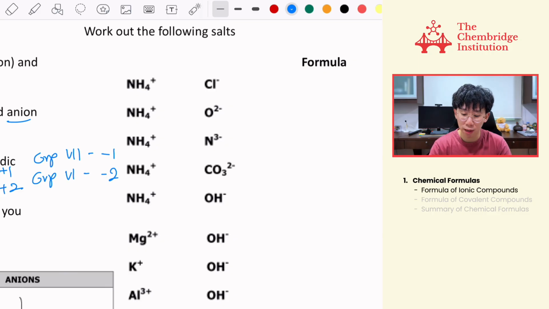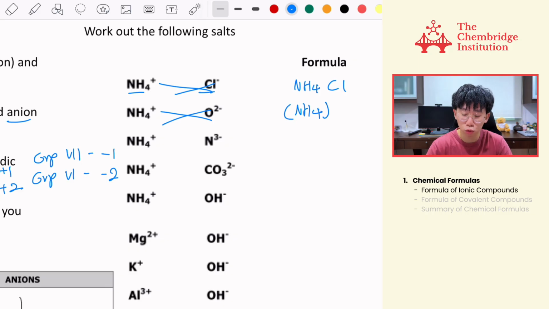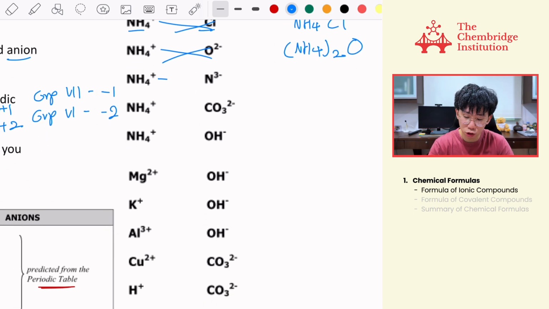So for example, NH4+ and Cl-. It's very simple. You're going to do the crisscross method. If you crisscross this, you realize it's just a 1:1 ratio, so you would just get NH4Cl. Now let's look at NH4+ and the O2- ion. You just crisscross, so you get (NH4)2 because oxygen has 2 minus, and just a singular oxygen. Next up, NH4+ and N3-, you just crisscross.